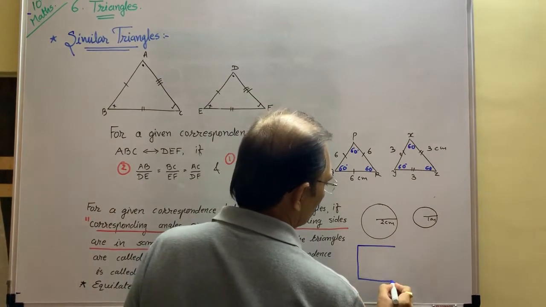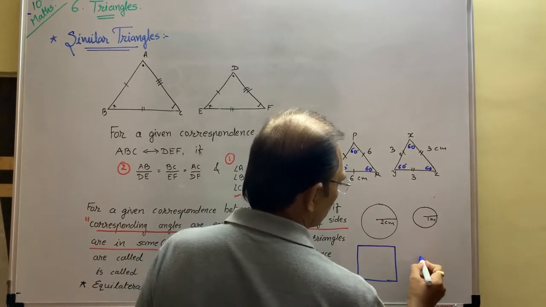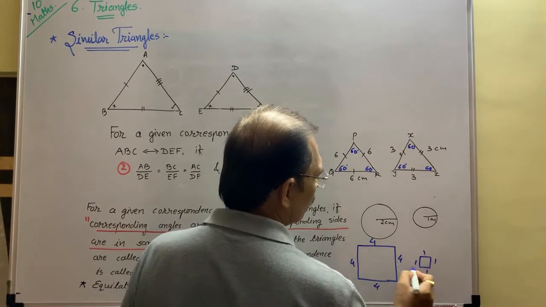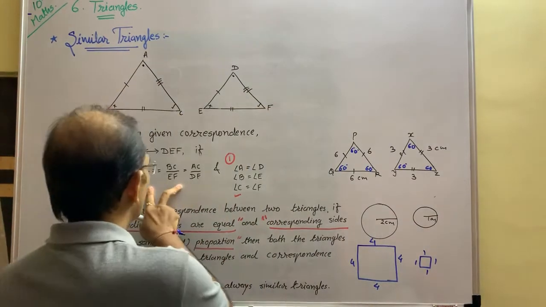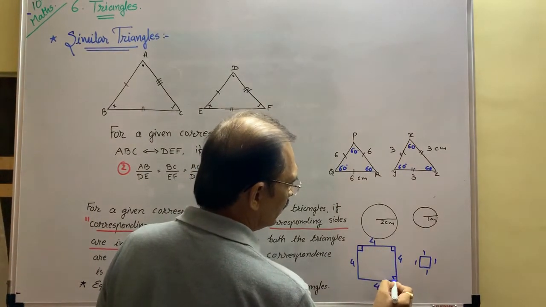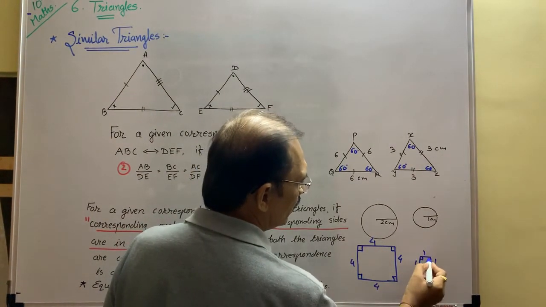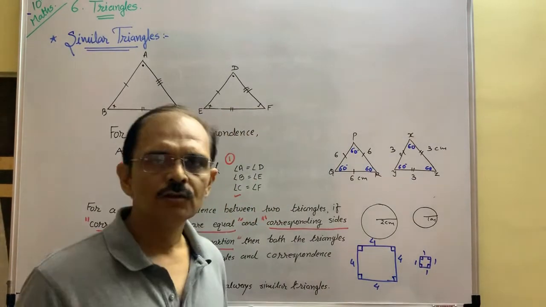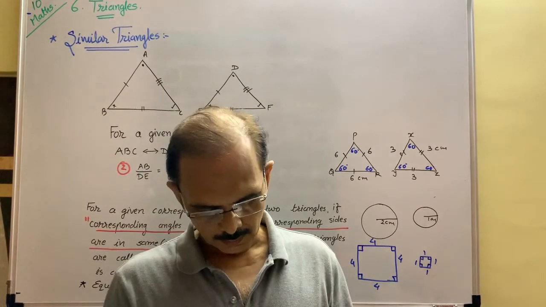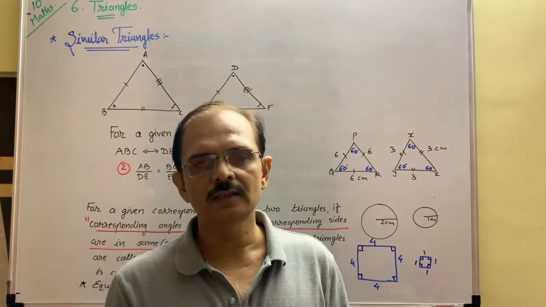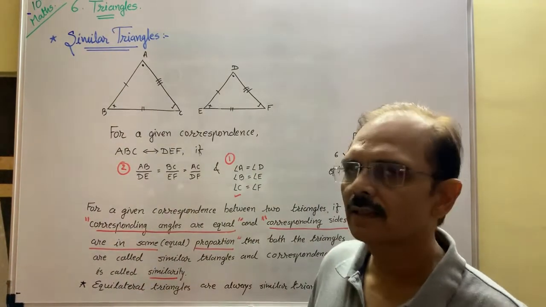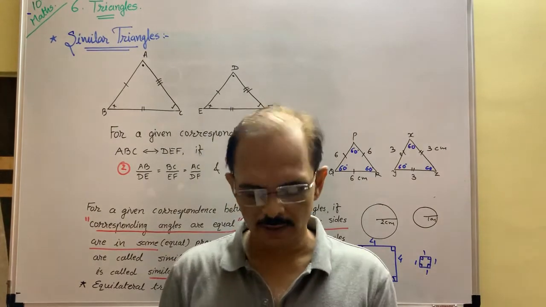Suppose one square has 4 centimeter and another square has 1 centimeter. Then the ratio is what? 4 upon 1, 4 upon 1. Means ratios of sides are equal and their angles are 90, 90, 90, 90. Here also 90, means corresponding angles are equal. So you can say that all squares are similar. Okay. The third one is all dash triangles are similar. Which type of triangles are always similar? Here I have written equilateral triangles are always similar triangles.